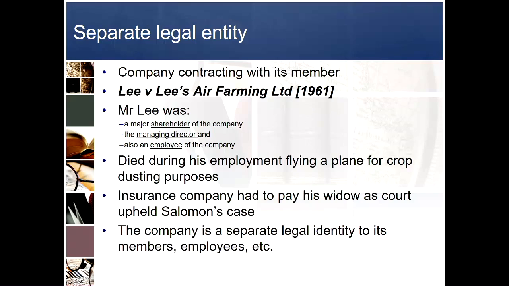It is a New Zealand case which went on appeal to the Privy Council, the House of Lords in the UK, at a time where that was the highest court of appeal in Australia, hence it is binding on Australian courts. What did Mr. Lee do? Mr. Lee was a pilot. He flew light aircraft. And it's kind of a sad case.